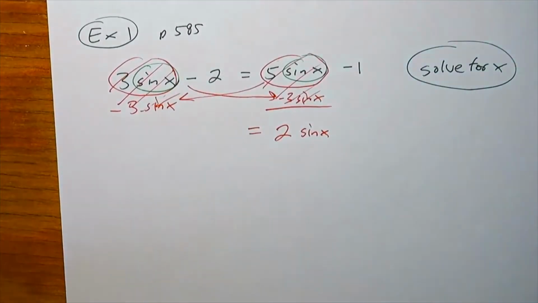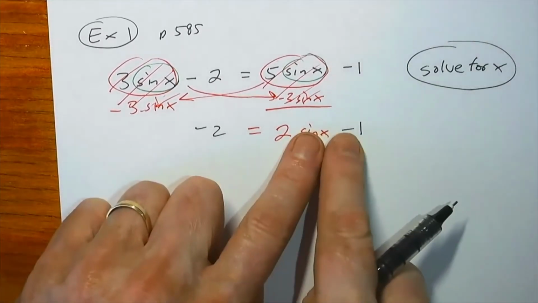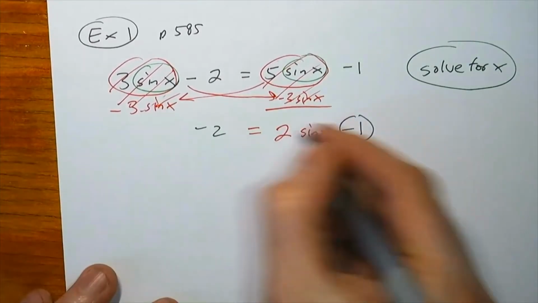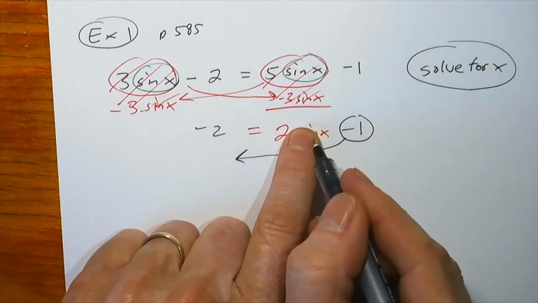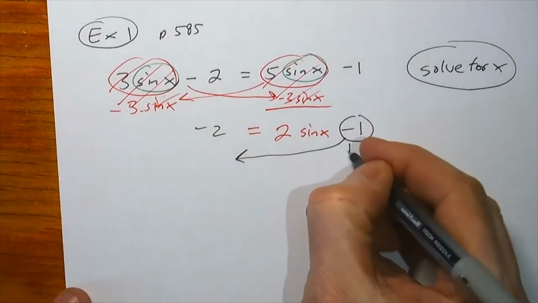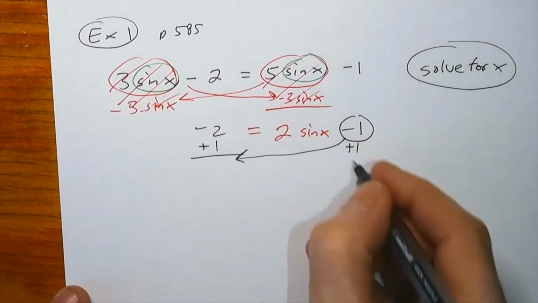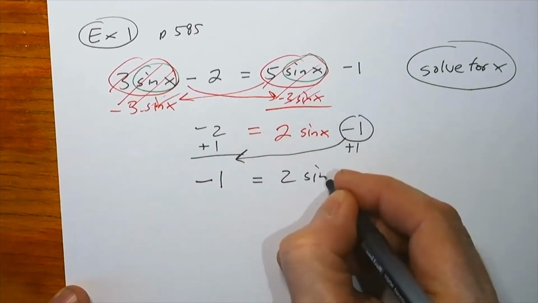So now you have these numbers like -2, and you have -1. So you have the x on this side. So let's get x by itself. Let's move the numbers to the other side. Just pretend it says like 2x minus 1. Okay, move the number to the other side. So now we'll add 1, add 1. So now we have -1 equals 2 sine x.